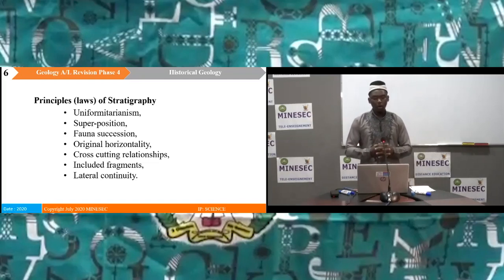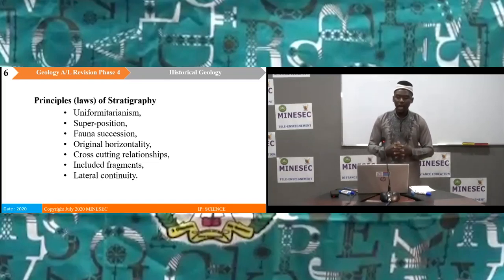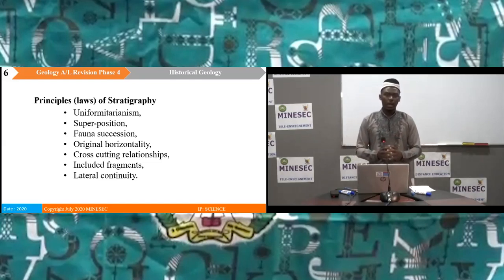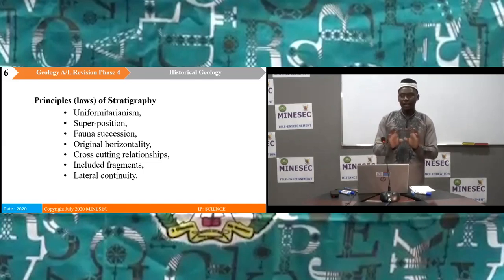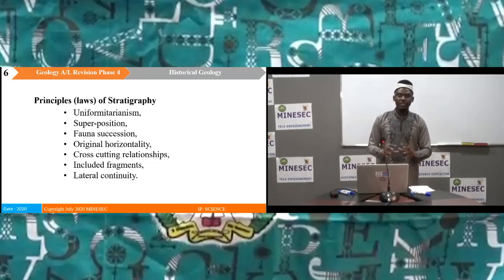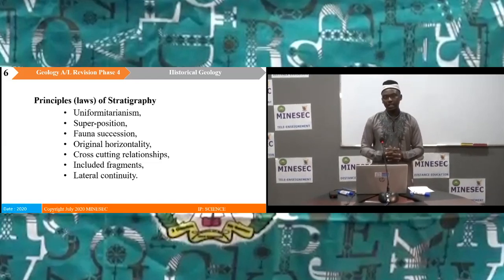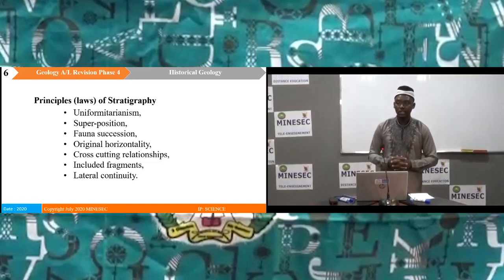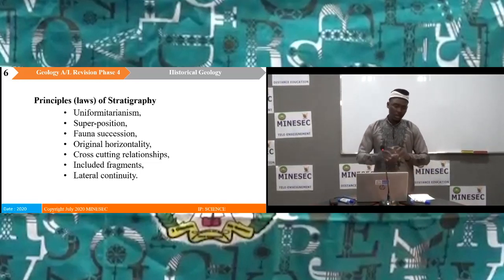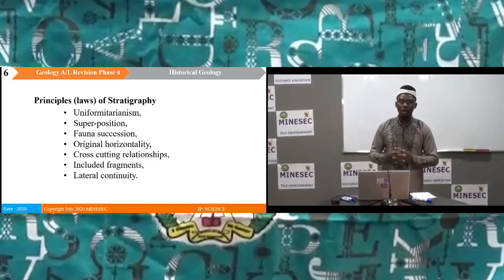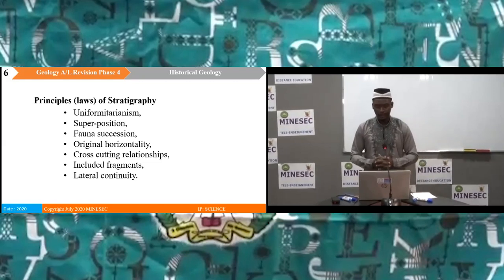Principle of initial or original horizontality. This principle states that sedimentary rock units are initially laid down at a horizontal position. It means any rock unit or strata seen inclined from the horizontal must have been disturbed by some tectonic forces. The limitation of this principle comes in when deposition takes place along a slope or on a slope face.